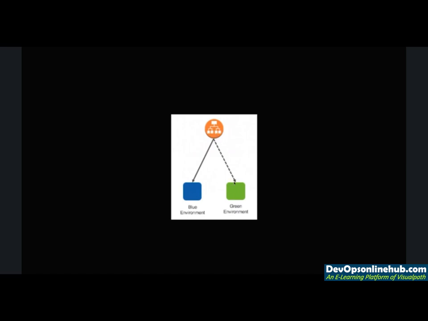Once you switch your traffic to the new environment by changing the DNS entry, and once you are fully confident that the green environment is functional and there are no issues, you can delete the blue environment to save cost, because you don't want multiple environments running. So you can delete the blue environment once you are confident that your green environment is working.